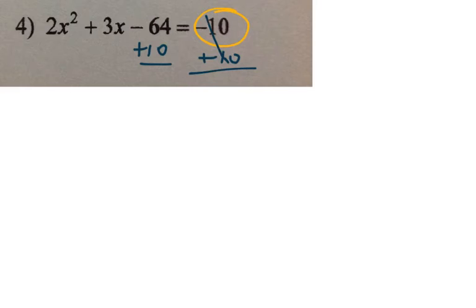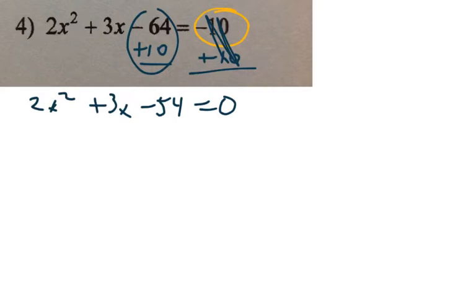And of course, 10 minus 10 is 0, right? So let's see what we have here actually. We have 2x squared plus 3x minus 54 equal to 0. Negative 64 plus 10 is negative 54.